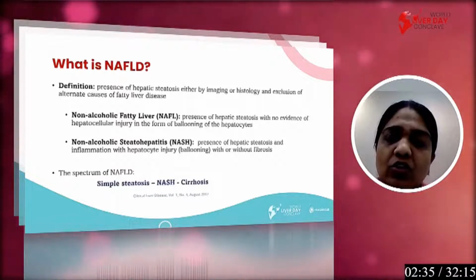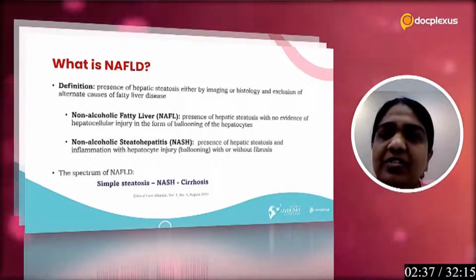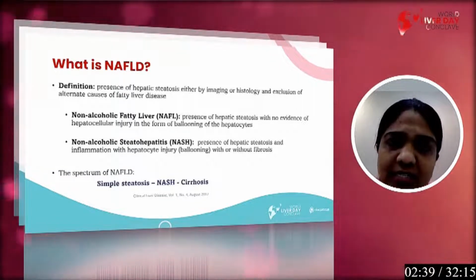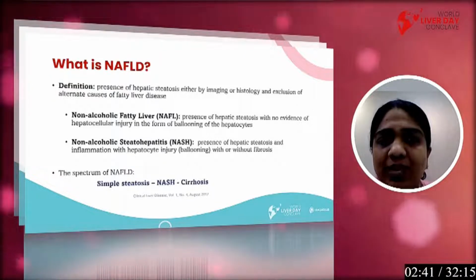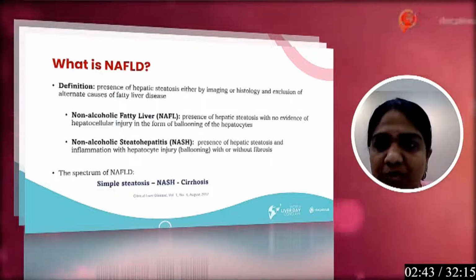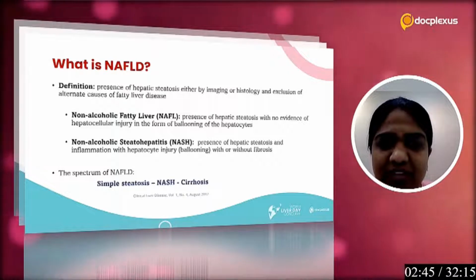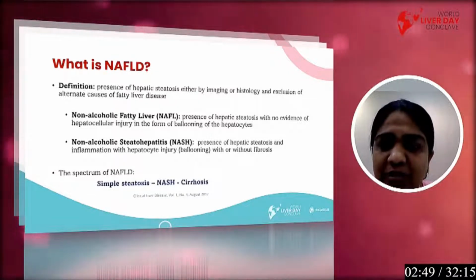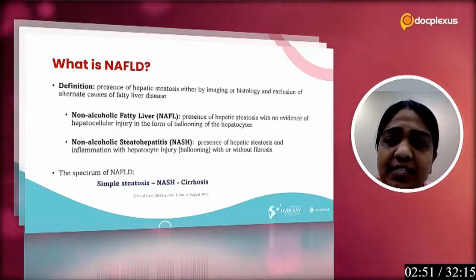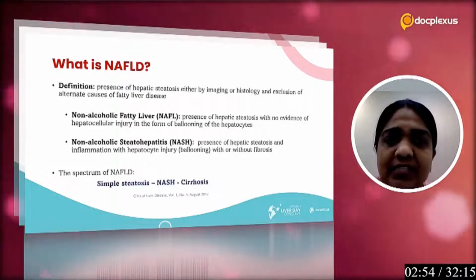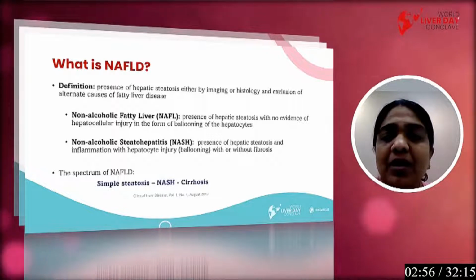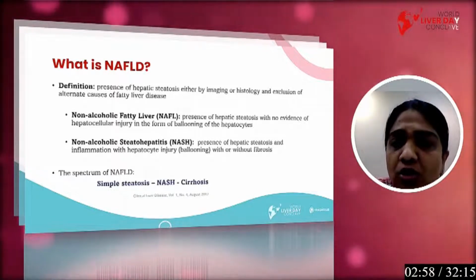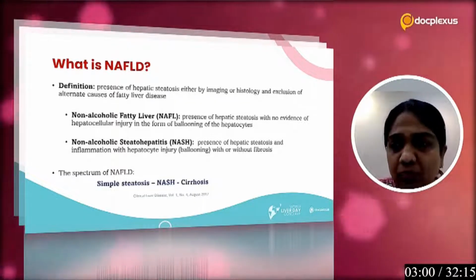Non-alcoholic fatty liver disease is the presence of hepatic steatosis without any evidence of hepatocellular injury in the form of ballooning of the hepatocytes. Whereas non-alcoholic steatohepatitis, or NASH, means there is hepatic steatosis, along with that there is inflammation and some hepatocyte injury, with or without fibrosis.